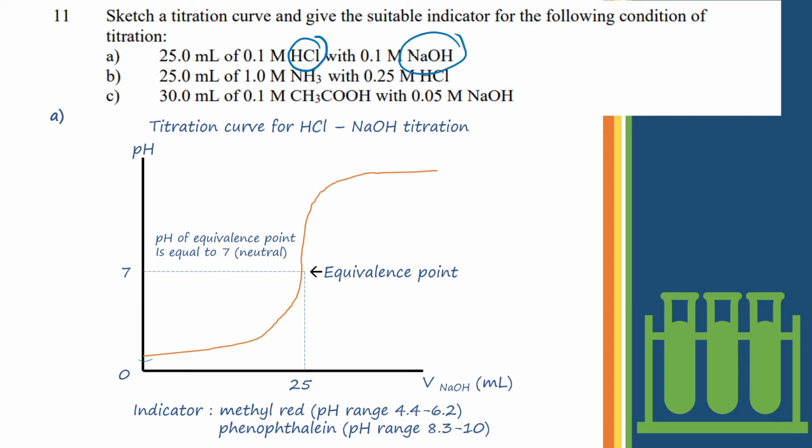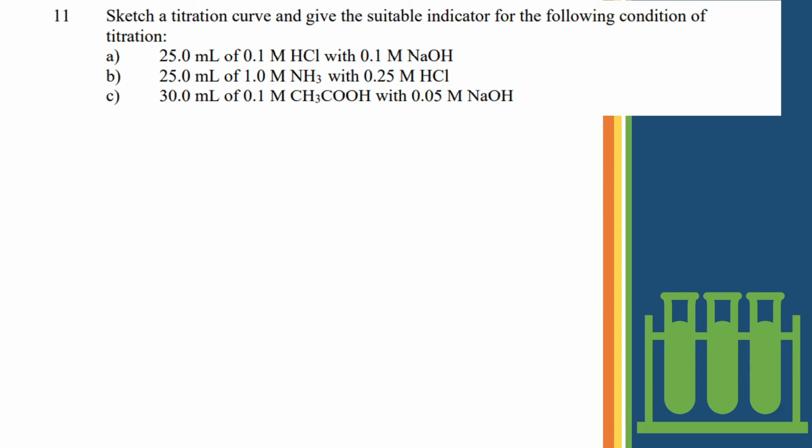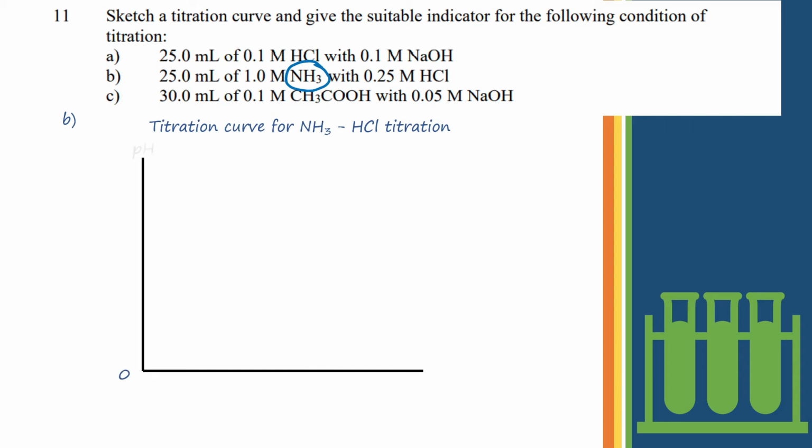Next, we look at the titration curve for B. For question B, we have a weak base with a strong acid. This means the curve must start from a high pH, because ammonia, a weak base, has a high pH at the start. So for the titration curve of ammonia and HCl, we draw the y-axis and x-axis, pH and volume of HCl, because we add HCl here. The curve should start from a high pH, and the equivalence point must be less than 7.